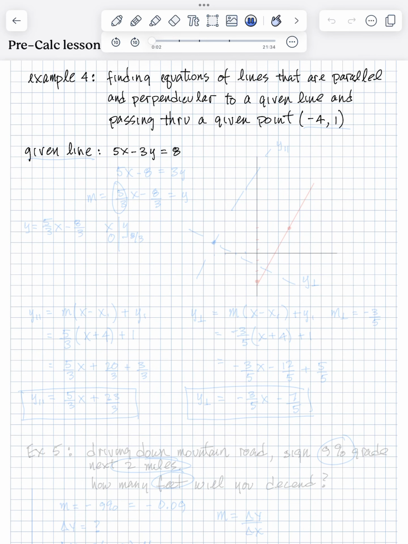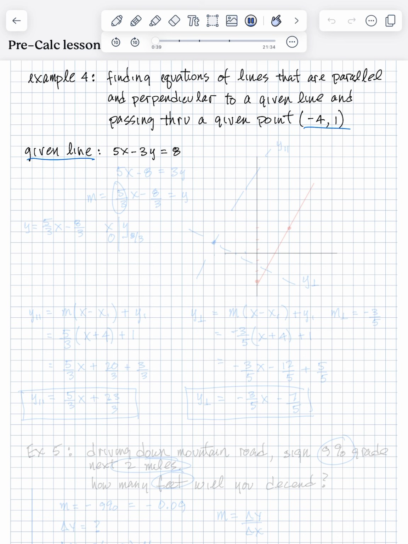Okay, example 4. Finding equations of lines that are parallel and perpendicular to a given line. And here's the given line, passing through a given point, and the given point is negative 4, 1. So a lot of times you'll see the equation of a line given, as in our example, 5x minus 3y equals 8.